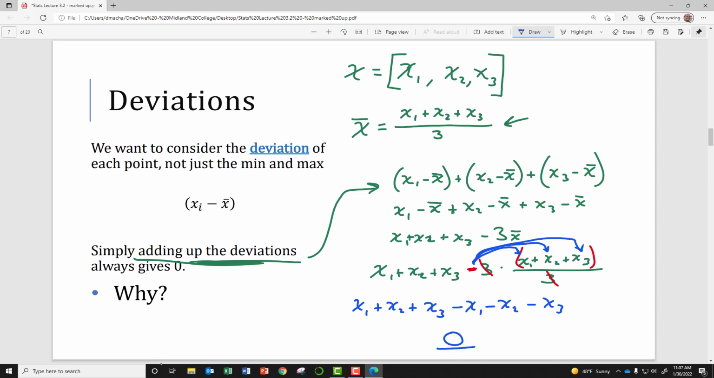And so if you actually calculate your sample mean properly, and you were to conduct this sum of all of the deviations, it's going to give you 0, and you can try it for other sample sizes or for an arbitrary sample size, and you can always find that these are going to cancel out just necessarily.